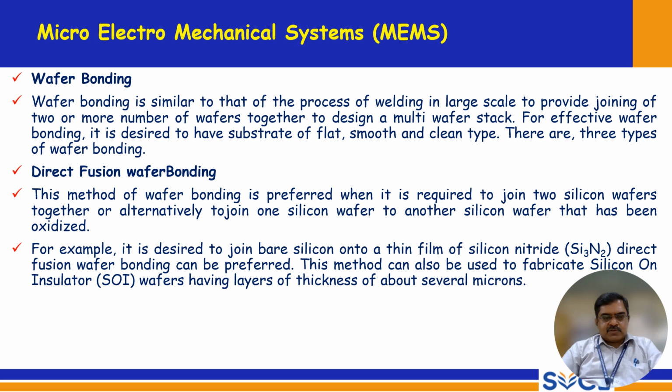The first one is direct fusion wafer bonding. This method is preferred when it is required to join two silicon wafers together, or alternatively to join one silicon wafer to another silicon wafer that has been oxidized. For example, if it is decided to join a bare silicon onto a thin film of silicon nitride, direct fusion wafer bonding can be preferred. This method can also be used to fabricate silicon on insulator wafers having layers of thickness of about several microns. It is a very small size, and there it is employable.